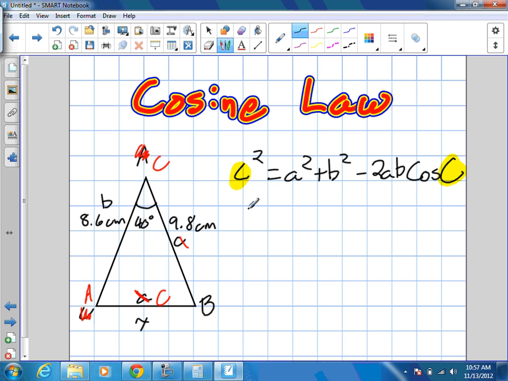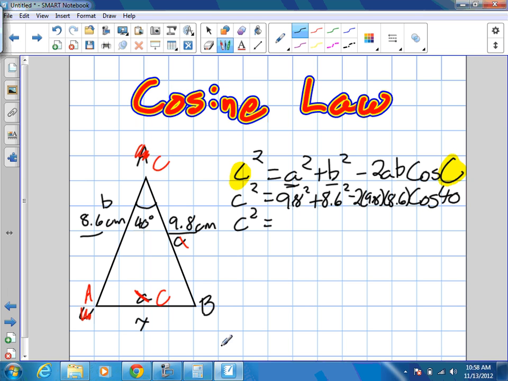We're looking for side C, so it is still C squared is equal to side A, in this case 9.8, so 9.8 squared, plus side B, which is 8.6 squared, minus 2 times A, which is 9.8 again, times B, which is 8.6, times cos C. The uppercase C at the end is the angle, so we have this angle of 40 degrees. We then just have to follow BEDMAS to solve this.